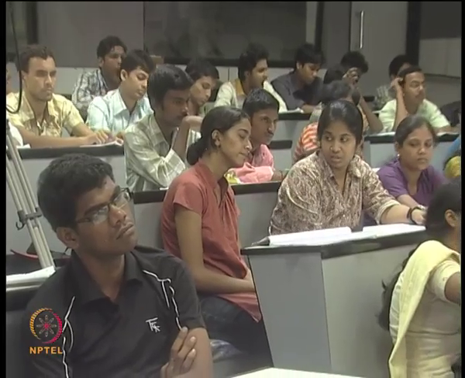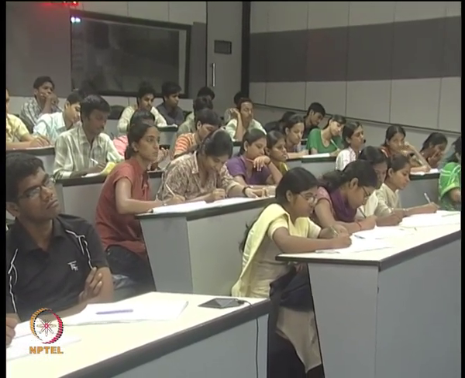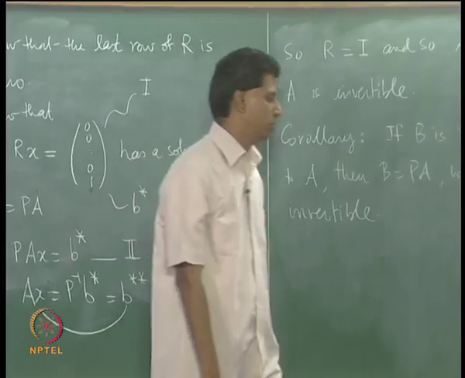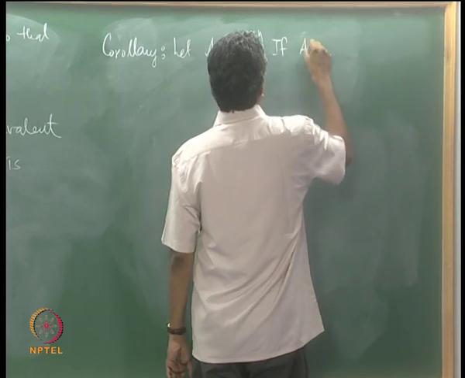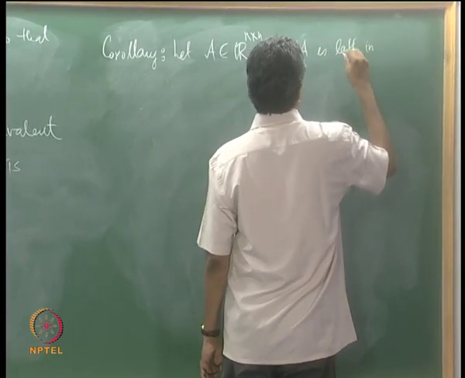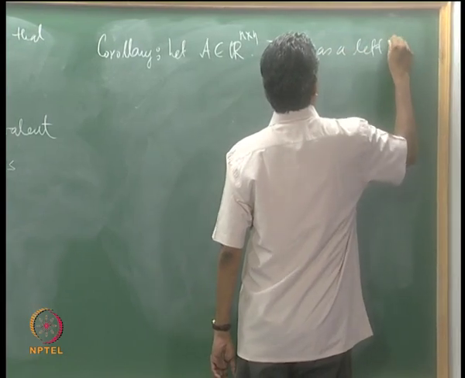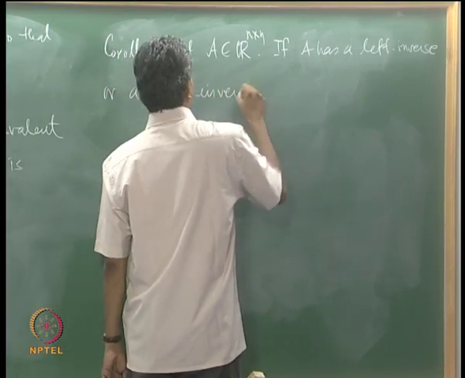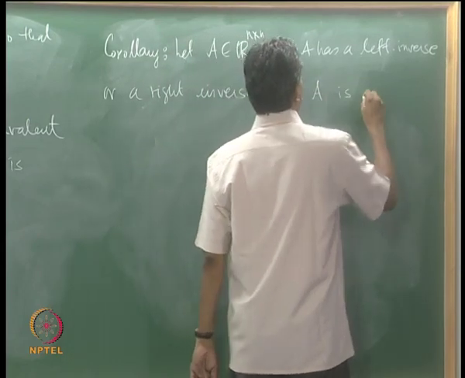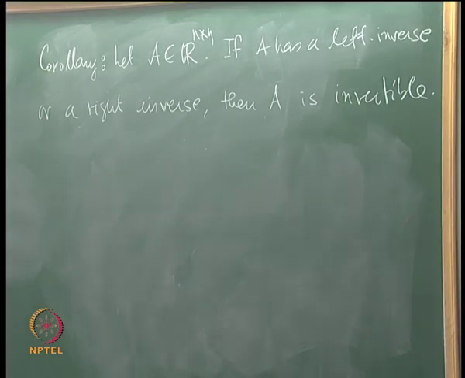That is one corollary. Another consequence is the following. This is something that I mentioned in that numerical example. If a square matrix has a right inverse or a left inverse, if a square matrix is either right invertible or left invertible, then it is invertible. If A has a left inverse or a right inverse, then A is invertible. So for a square matrix, it is enough to verify one equation, either AB equals identity or BA equals identity, in order to show that it is invertible.